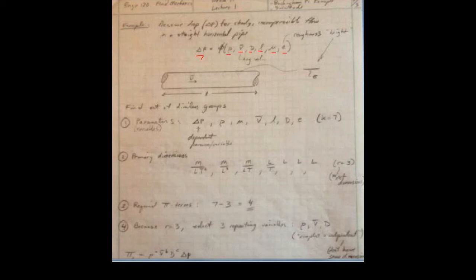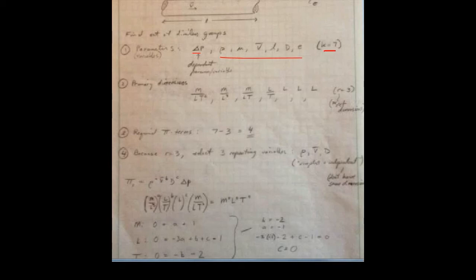So this has to do with the roughness of the pipe, the roughness height, how rough the little edges of the pipe are compared to the diameter of the pipe. So because our parameter of interest is delta P, make that our dependent variable, and then we have 6 other variables here.